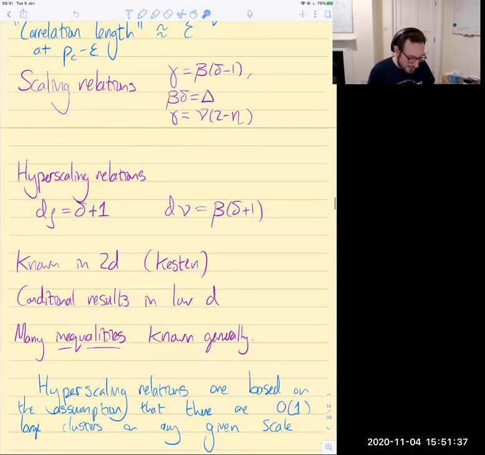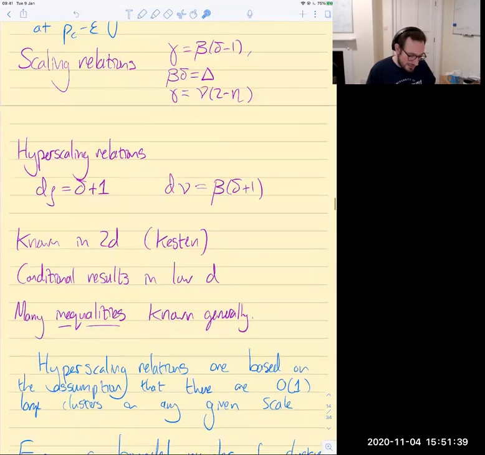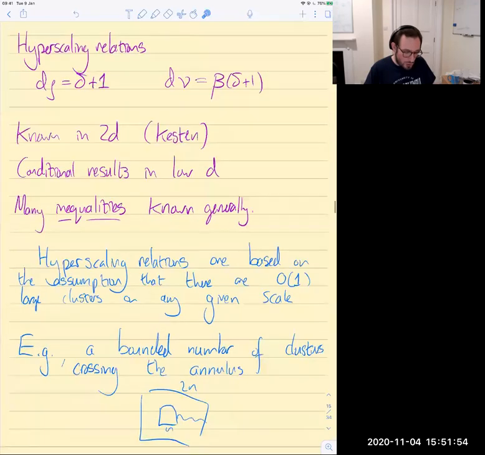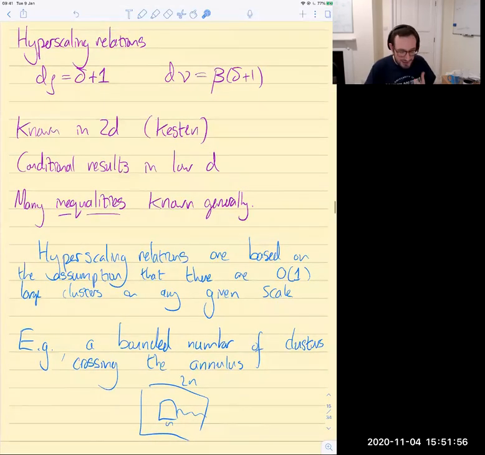Okay? And basically, the thing which is supposed to be differentiating the high-dimensional case and the low-dimensional case, leading to these hyperscaling inequalities and equalities, hyperscaling relations in low dimensions, is that when you're in low dimensions, what we believe is that there should basically be a bounded number of big clusters on any given scale.